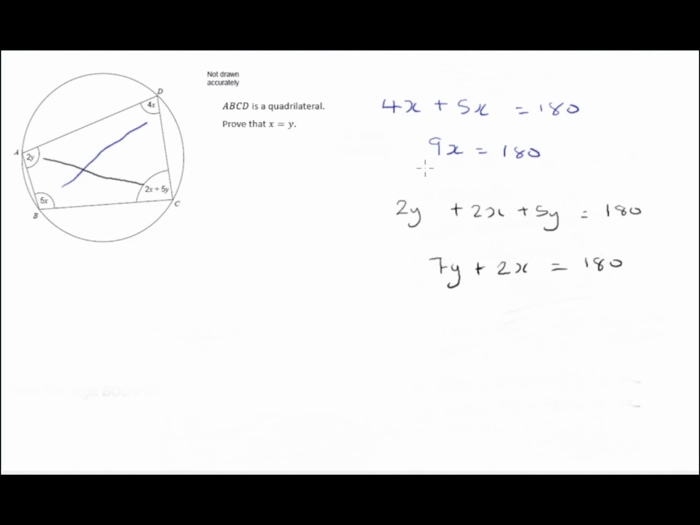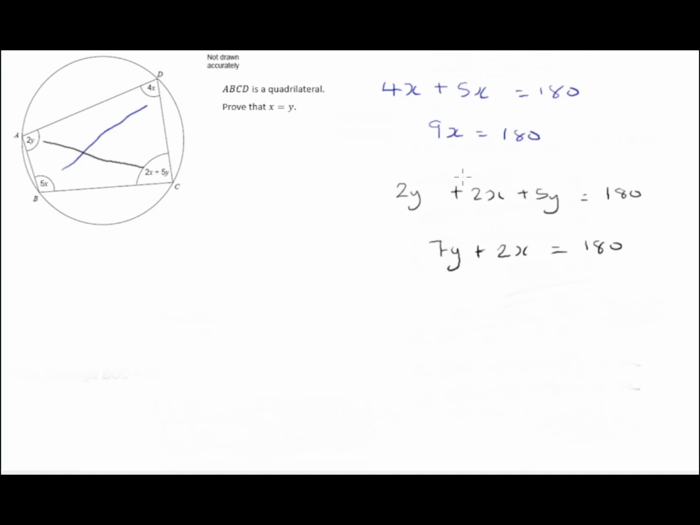Now here we have 9x equals 180 degrees, and here we have 7y plus 2x is equal to 180 degrees. If both of them are equal to 180 degrees, we can say both of these are equal. So we can say that 9x is equal to 7y plus 2x, because both of them equal 180 degrees.